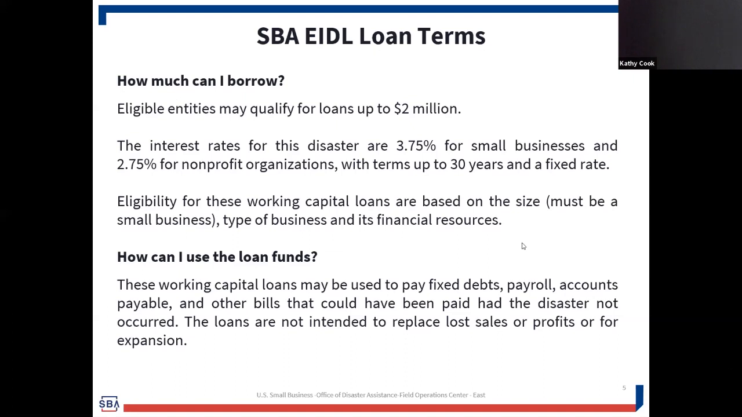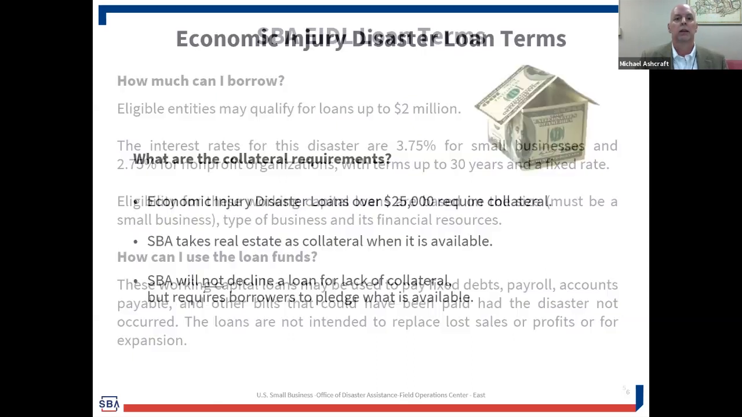Just before we move to that, Kathy, just another point about the size standards. 99% of business in Kentucky and across the country is classified as small. The odds are virtually everyone, just about everyone, is eligible for the small business disaster loan. Thank you for that.